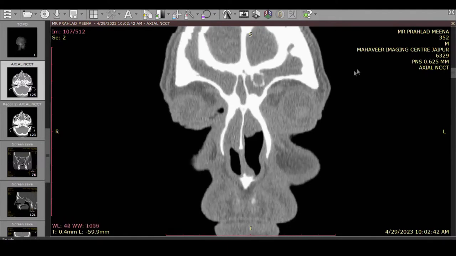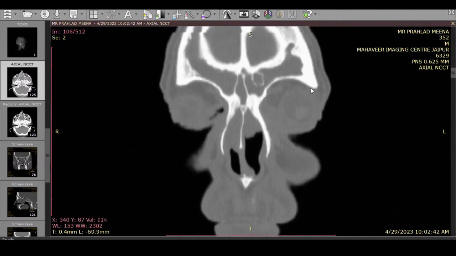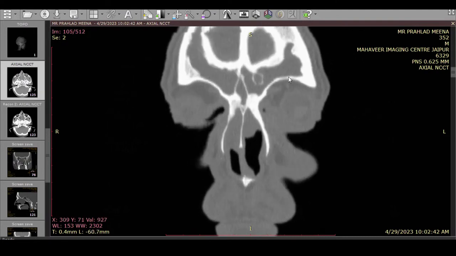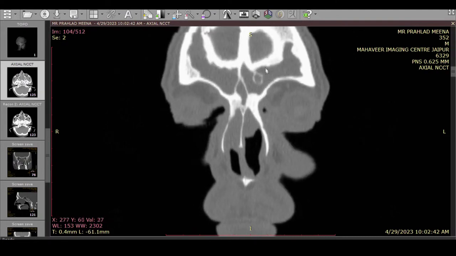What is this cell? I hope it is very clear. This is an isolated cell in the frontal sinus. Can you see? And anybody can label it as a... any guess? Maybe type 3, type 4 cell? Yeah, it looks like a type 4 cell, an isolated cell in the frontal sinus.